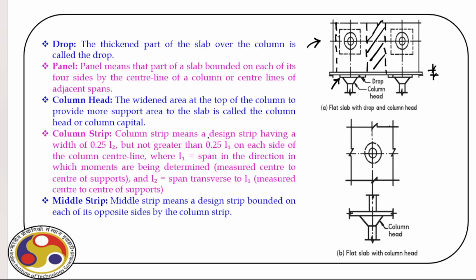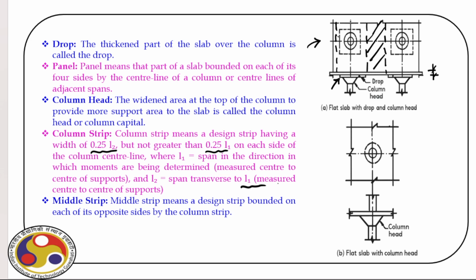Now the column strip is the design strip having a width of 0.25 L2 but not greater than 0.25 L1 on each side of the column center line, where L1 is the span in the direction in which the moments are being determined, and L2 is obviously perpendicular to L1. We'll see in a minute how to decide that, but the fact is the column strip will be 0.25 L2, not greater than 0.25 L1. Then there will be the middle strip.